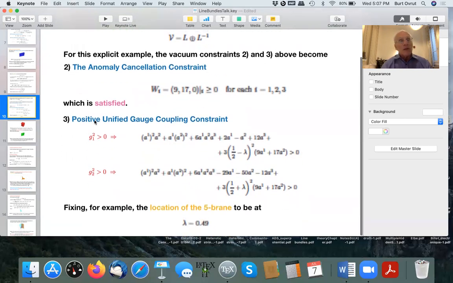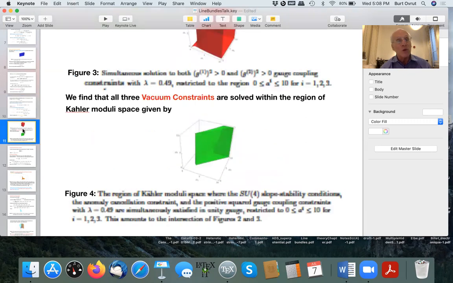Then what about the positive unified gauge couplings here? Well, if we write them out, we get this for g1 squared, and for g2 squared, we get this. But as I said, for simplicity, we're going to take lambda to be near the hidden sector brane, and that's 0.49. So it's just a choice. You don't have to do it, but everything we do henceforth will be that.